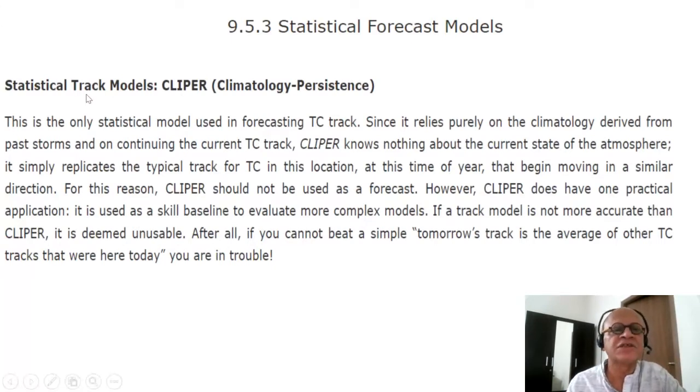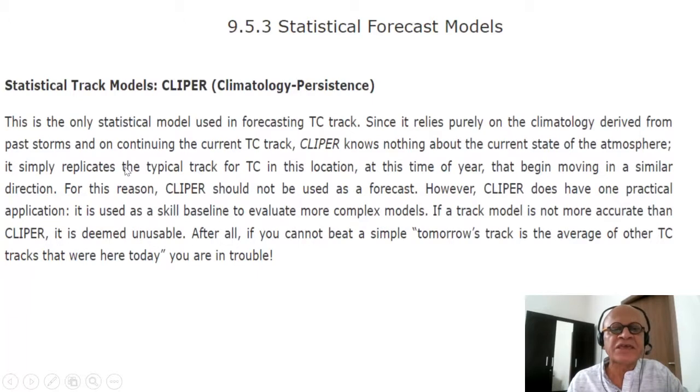Let's start with the statistical track models. There's one called CLIPER, climatology and persistence. This is the only statistical model used in forecasting tropical cyclone track. Since it relies purely on the climatology derived from past storms and on continuing the current tropical cyclone track, CLIPER knows nothing about the current state of the atmosphere. So depending on where the cyclone is, what a cyclone in that location did in the past, it's almost like an analog forecast.